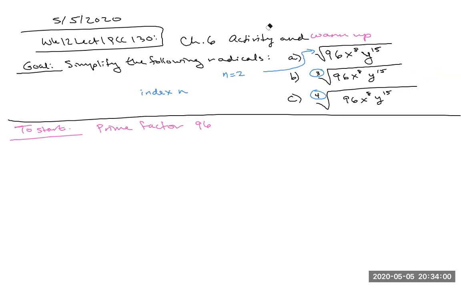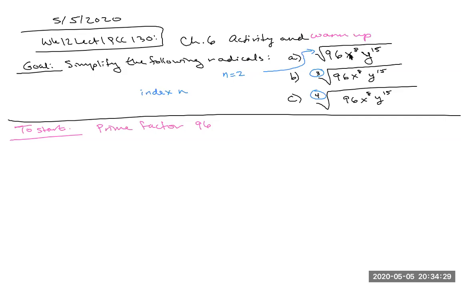All right, so basically the first thing that we're going to do, we're going to see that the prime factors for this radicand, 96x to the 8th, y to the 15th, will always be the same. You're going to have 8 x's multiplied together, 15 y's multiplied together. And we need to figure out what the primes multiplied together for 96 will be. So that's why we're going to start with prime factoring for 96.